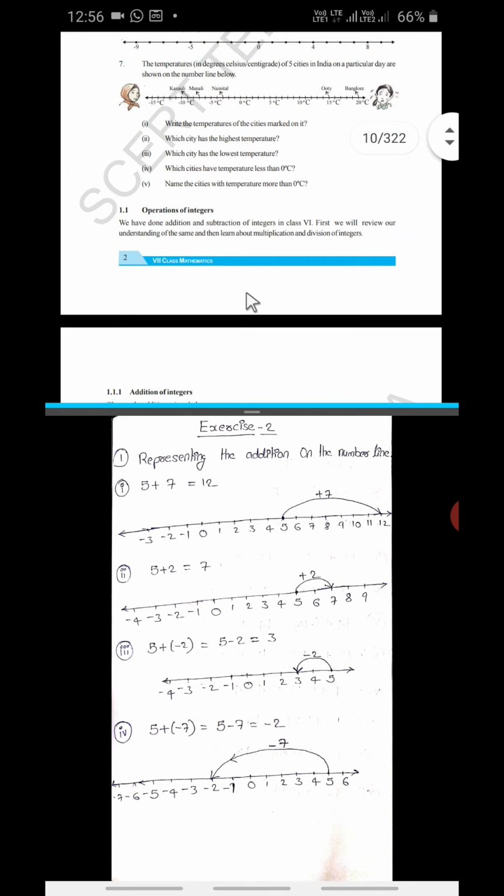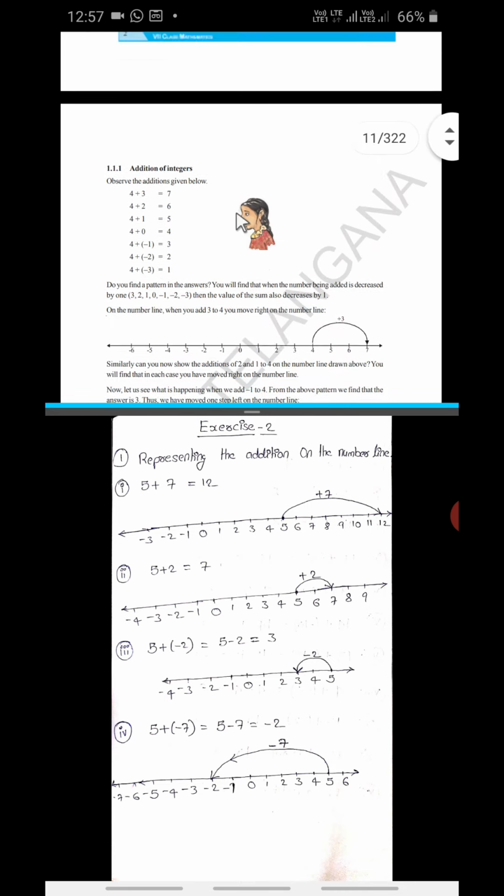On this addition operation, we are having one exercise, number 2. See on the top of your screen, this is the textbook. After this addition of integers, we are having one exercise. The question is, represent the following addition on the number line. So we need to represent on the number line 5 plus 7 equal to 12.